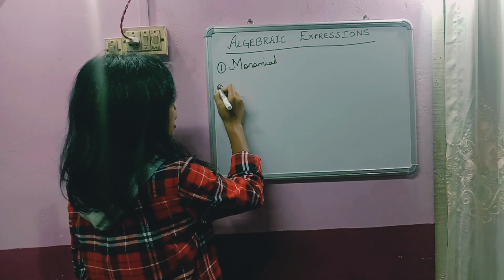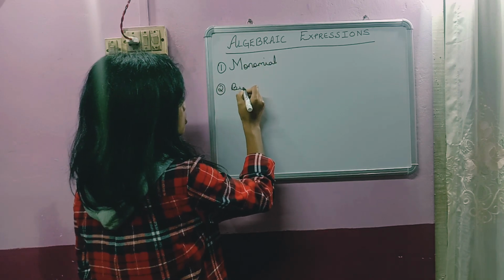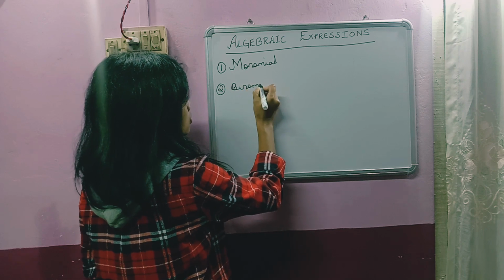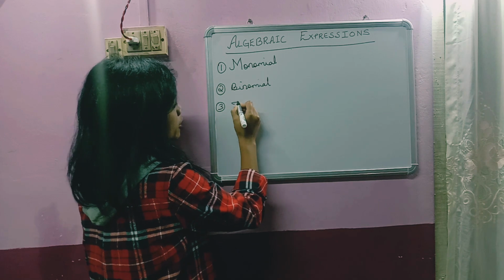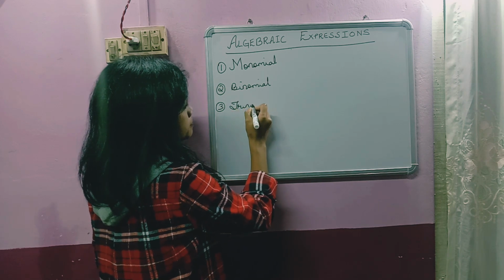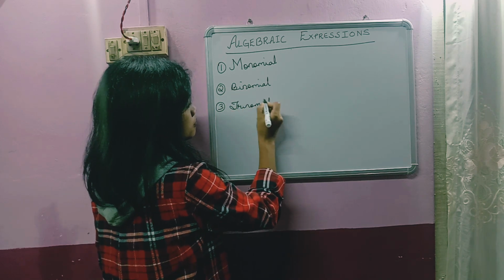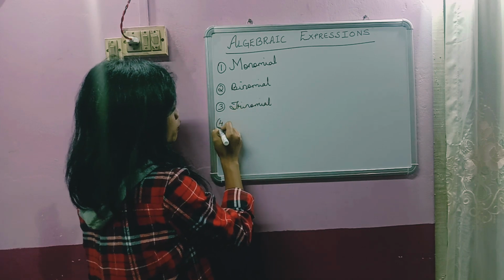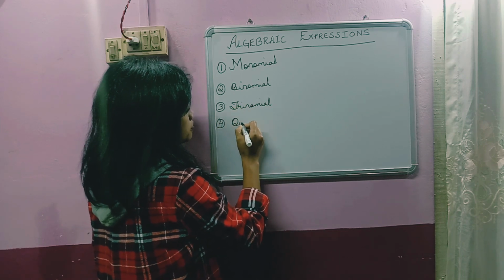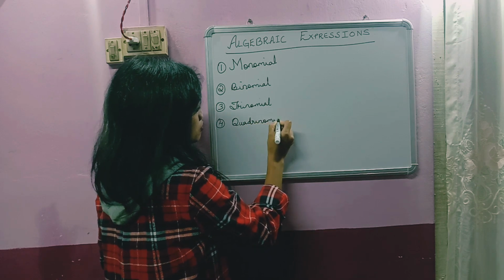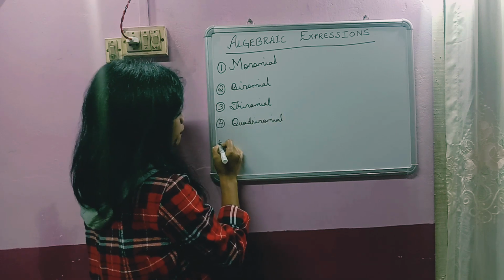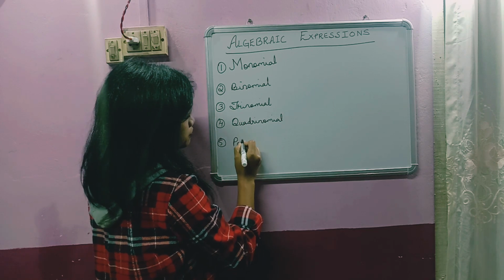Then number 2 we have binomial. Number 3 we have trinomial. Number 4 we have quadrinomial. And number 5 we have polynomial.